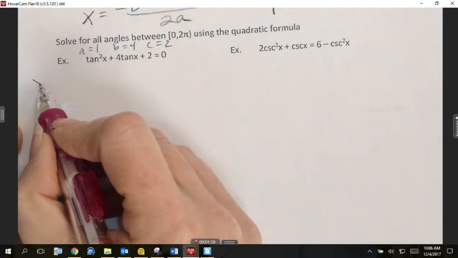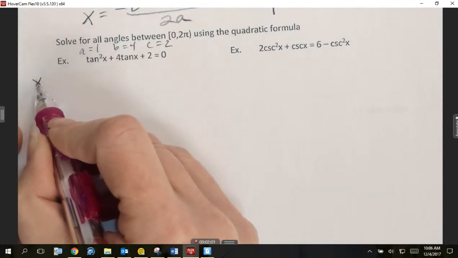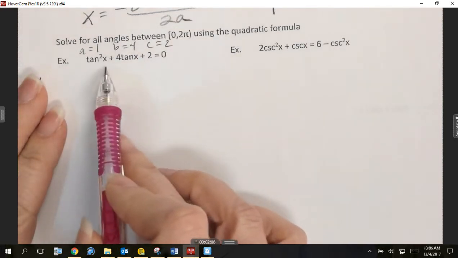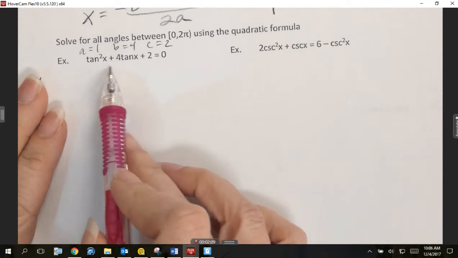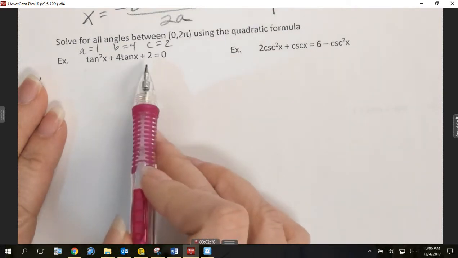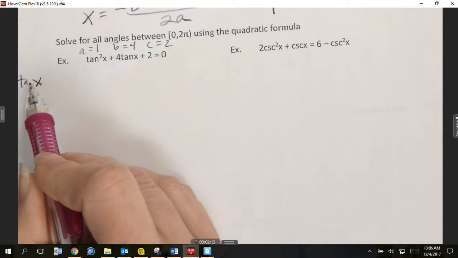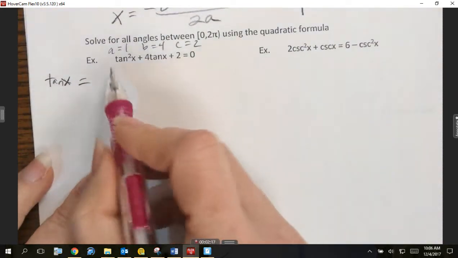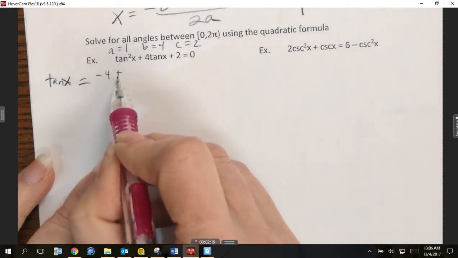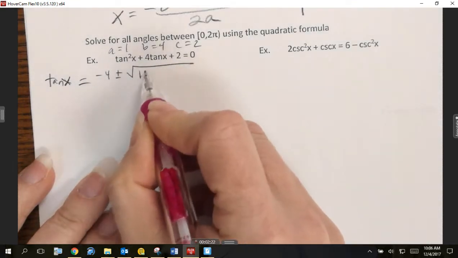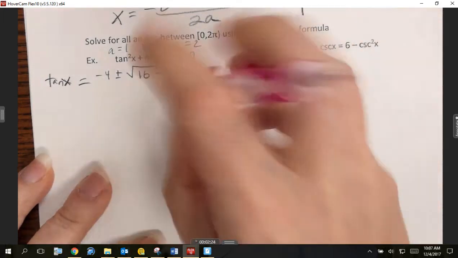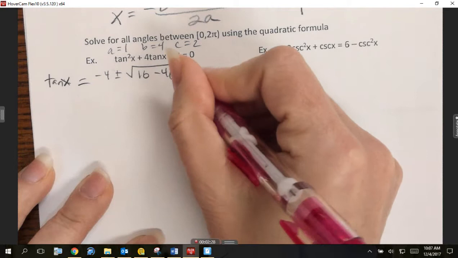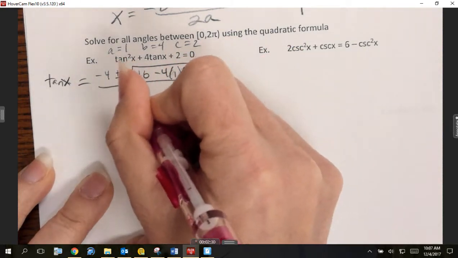And then we're not going to do x equals, because if I were factoring, this wouldn't factor to x plus something and x plus something. It would be tangent x. So I'm actually having tangent x equals opposite b plus or minus the square root of b squared minus 4ac. Oops, sorry, a and c are supposed to be filled in. All over 2 times a.